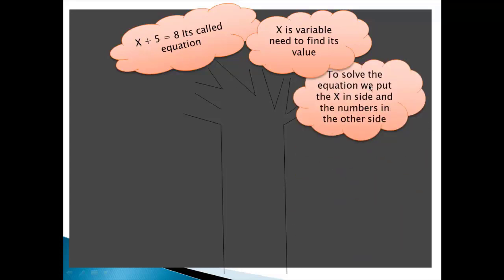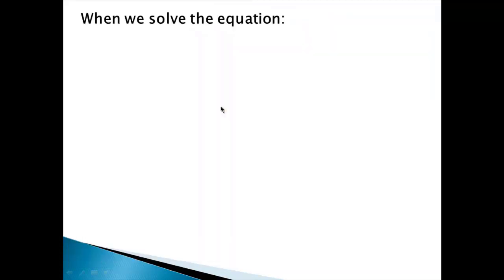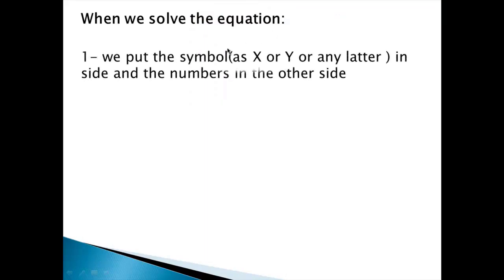To solve an equation, we must put the variable in a side and the number in the other side. So, when we want to solve this equation, as we can see now, the x will be in a side and the number will be in the other side. So, the value will be 3. When we want to solve an equation, the first step will be, we put the symbol x or y or any other letter in a side and the number in the other side.